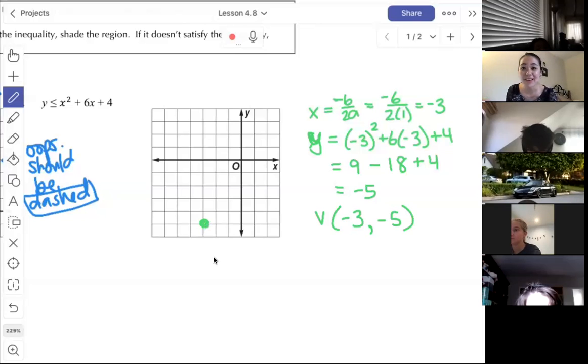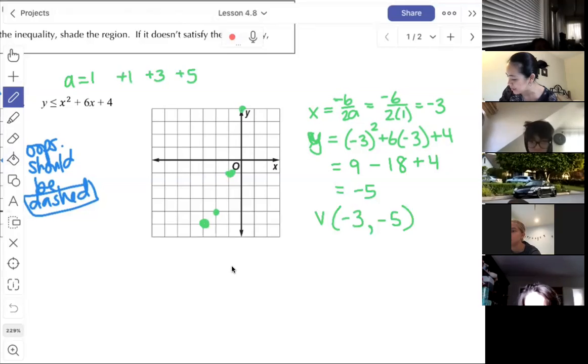Okay, Riley, help me out from here. To graph, first off, what is the value of a? 1. Good. So since a is 1, tell me how to graph from that vertex. I'm going to go up how much? 1. And then next one, I would go up by? 3. So 1, 3, and then 5. Awesome. All right. 1, 2, 3, 4, 5. And I just make it.